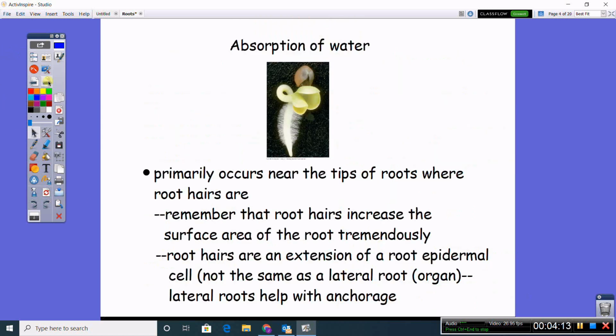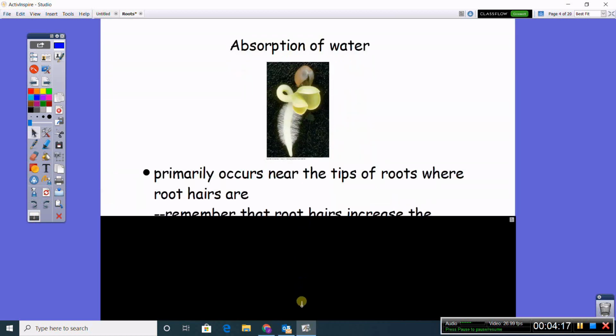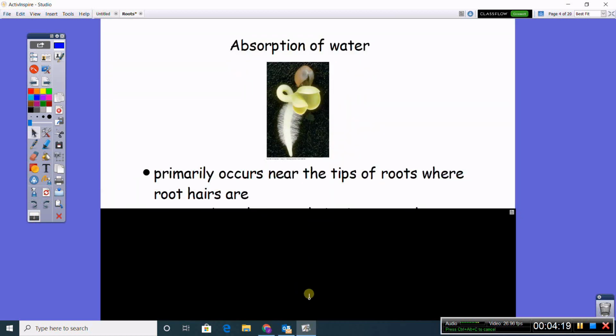Okay, let's keep going. All right, let's talk about absorption of water. So the other day we mentioned a little bit about root hairs. Okay, this is a good picture of a root hair, and you might be looking at that saying, what am I even looking at? This is a seed that has just germinated, that has come out of its seed coat. And so this is what's called the radicle. This is the embryonic root. And so these are the little root hairs coming off.